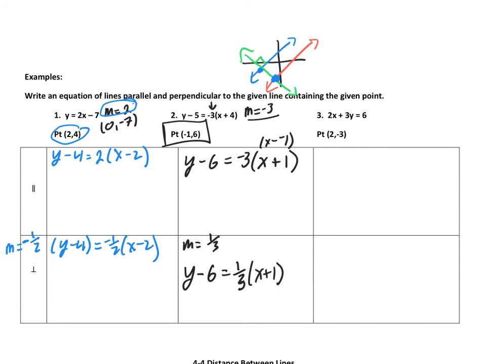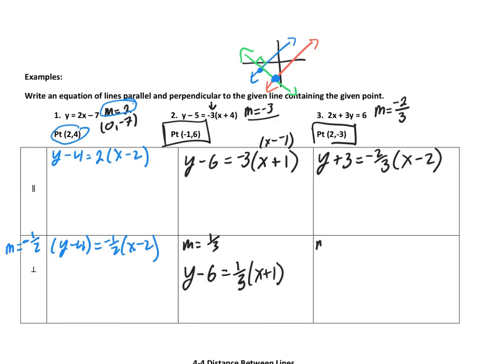Okay, last one. This is standard form. In order to get the information about our slope, we have to do a little bit of extra work. Our slope is the opposite of the a value, negative 2, divided by the b value, which here is a positive 3. And then we have a point, and we're going to go about it the same way we did the other two. So y minus the y value, so y minus negative 3 is really y plus 3, equals, it's parallel, so it should have the same slope as my original line, negative 2/3, times x minus the x value, which is 2.